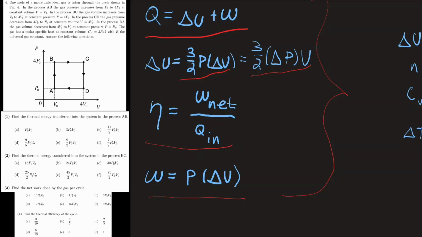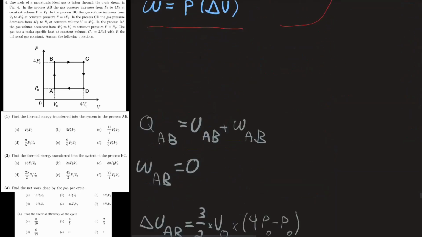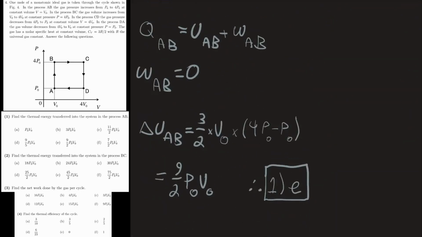So now you can start with question 1, which says, find the thermal energy transferred into the system in the process AB. So the thermal energy transferred into the system is, of course, equal to the change in internal energy plus the work done.